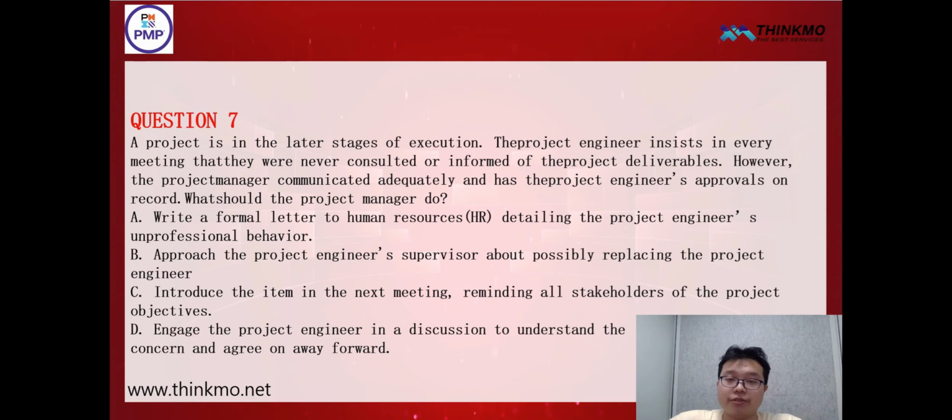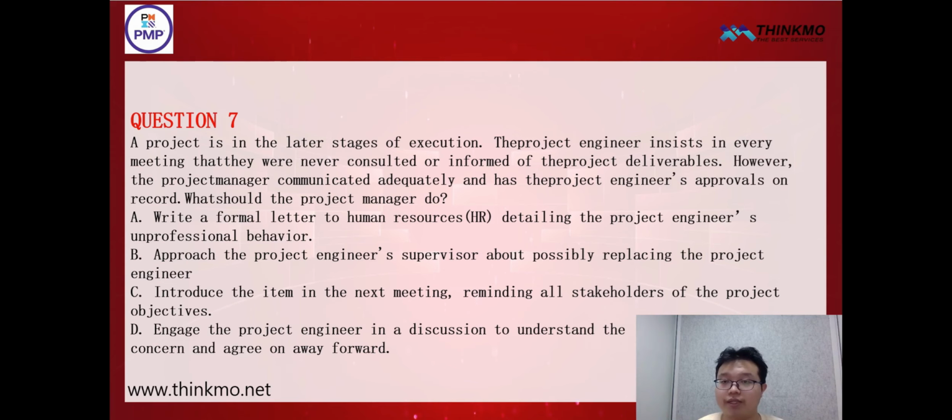First of all, this is still a single choice question. Let's look at the options below. Option A is to write a formal letter to the Human Resources Department, detailing the unprofessional behavior of the project engineers. Option B is to contact the supervisor of the project engineers and consider replacing the project engineer. Option C is to bring up this issue at the next meeting to remind all stakeholders of the project's objectives. Option D is to discuss with the project engineer to understand their concerns and reach an agreement on how to proceed in the future. Let's take a look at this part first.